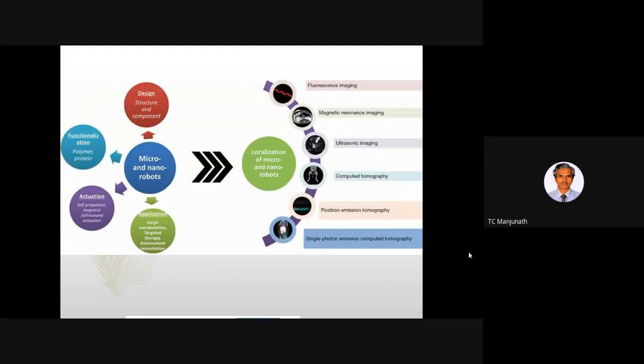What are the different components? One is the design structure and component, functionality, and the actuation. Suppose it has to move, you need a motor, and that motor also should be very, very small. And the application: it is a targeted therapy, or it can be environmental remediation, targeted therapy to kill a particular cell. The applications of localized micro and nanobots can be in fluorescence imaging, magnetic resonance imaging, ultrasonic imaging, computerized tomography, positron emission, or single photon emission computed tomography. So these are the various aspects of medical robots, which are micro and nanobots, right?